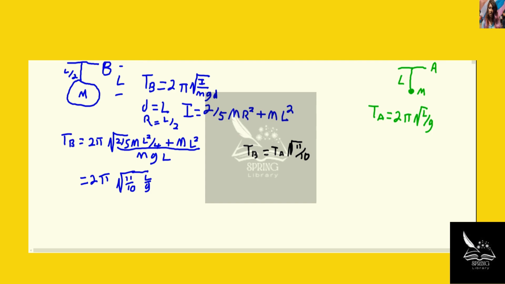So that's really how you go about figuring out the periods of these pendulums. As you can see, pendulum B is going to have a higher period than pendulum A because it's pendulum A times a larger than 1 fraction.